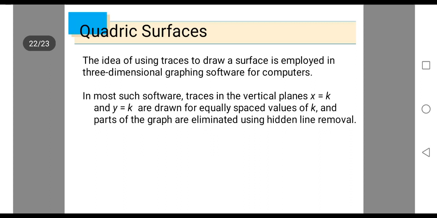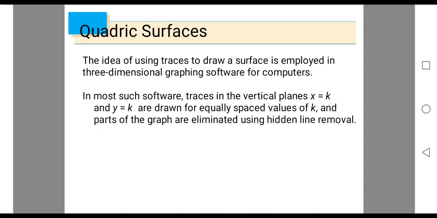So the idea of using traces to draw surfaces is employed in three-dimensional graphing software or computers, because it is a bit difficult to draw that. You will not get the same result, but yeah, you can have a try. Whenever you find the values of x, y, and z, you can just put those values in the xyz plane, and then you can join those points, and you will make some sort of graph. But it might not be as clear as what you will get from the graphing software.